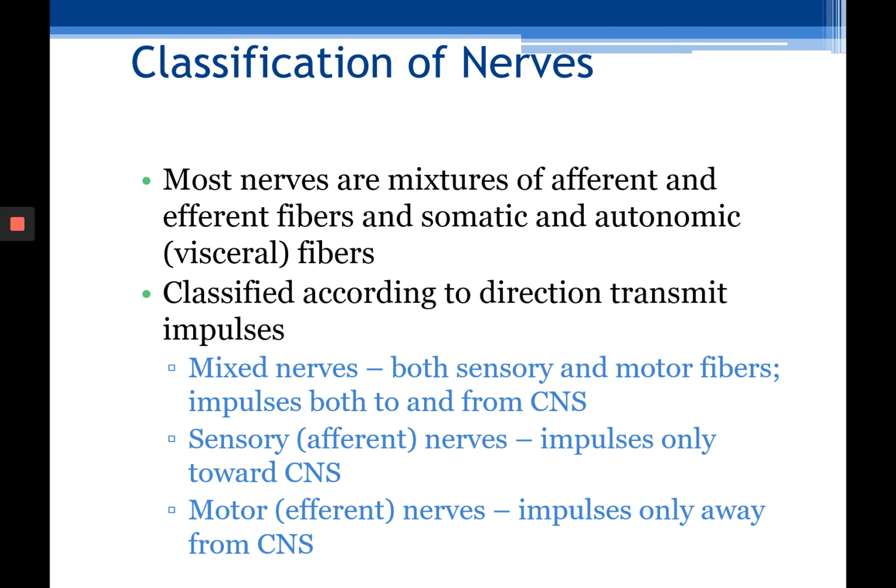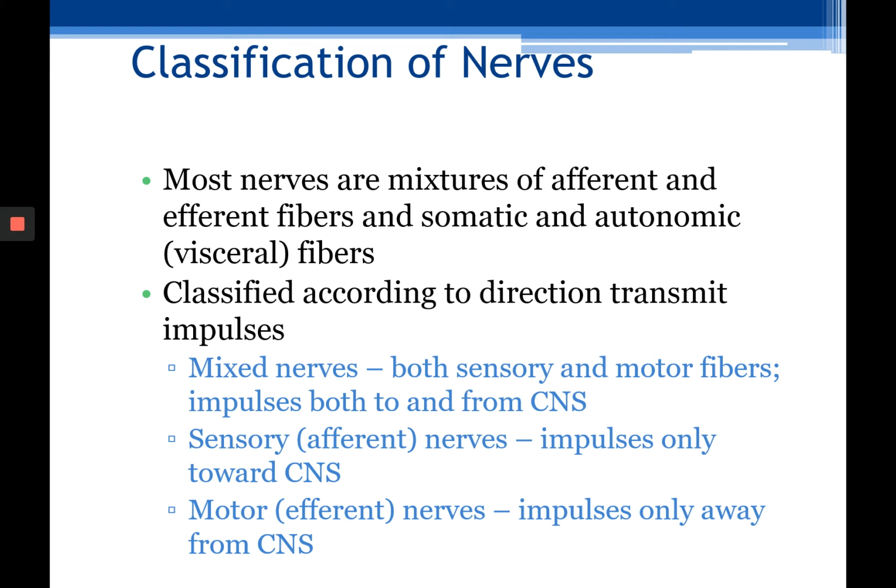We also want to classify nerves just a little bit better. Most of this information should be review. But we have sensory nerves and motor nerves, and they can also be called afferent nerves or efferent nerves, because sensory nerves carry impulses only toward the central nervous system, and motor or efferent nerves carry impulses only away from the central nervous system. So that you should be familiar with.